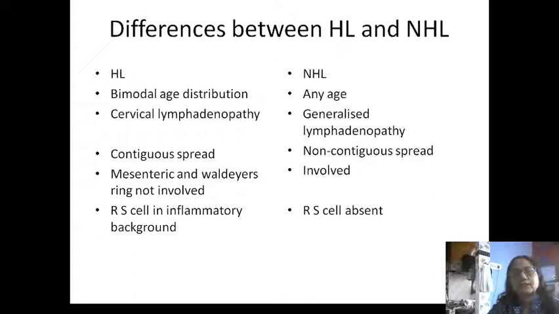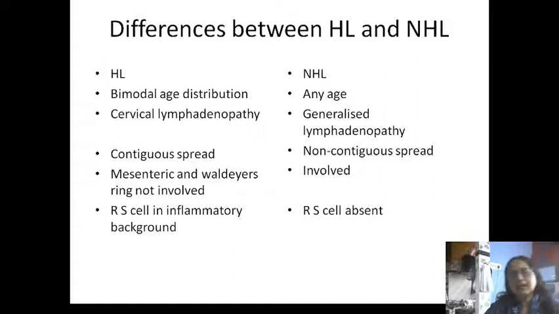Now coming to the difference between Hodgkin's lymphoma and non-Hodgkin's lymphoma. So in case of Hodgkin's lymphoma, the distribution is bimodal. In two different phases of age group it can occur, whereas non-Hodgkin's lymphoma it can occur in any age. In Hodgkin's lymphoma, there is mainly cervical lymphadenopathy and the spread is in a chain-like fashion, contiguous spread, and mesenteric and Waldeyer's rings are not involved, and there is a very characteristic cell which is called the Reed-Sternberg cell in an inflammatory background, which is the characteristic feature of Hodgkin's lymphoma.